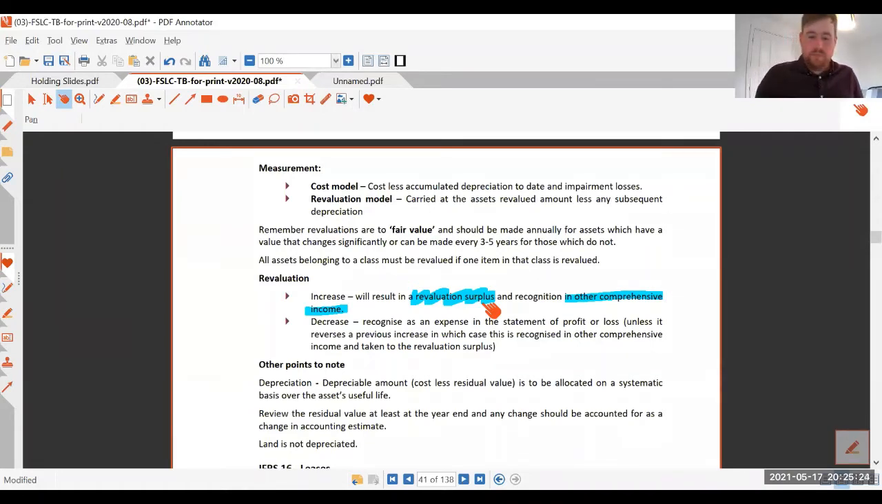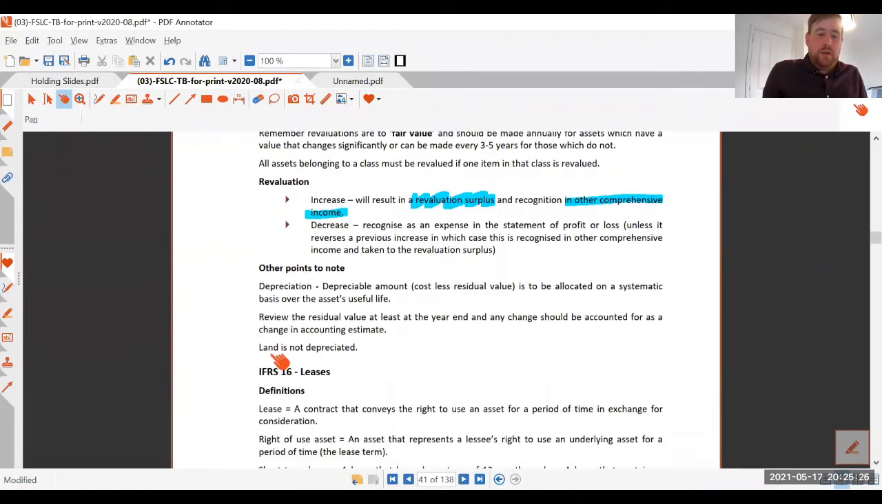Okay. Final little point there, we were talking about land and property. Generally speaking, land is not depreciated. Land holds its value particularly well. Generally speaking, the only way it goes is up for the most part. So we don't bother depreciating it for the most part as a standard rule. There we go.